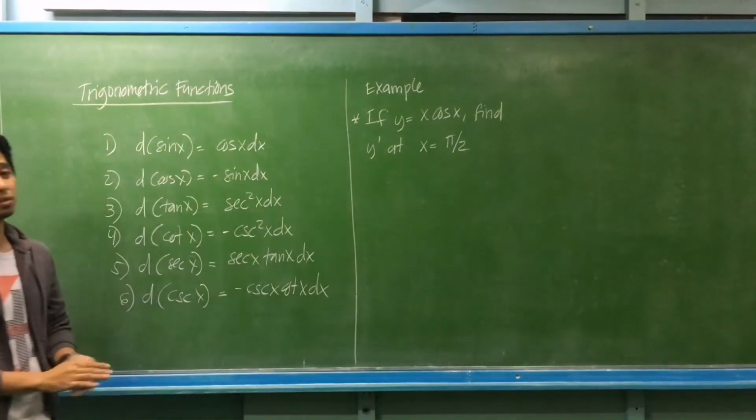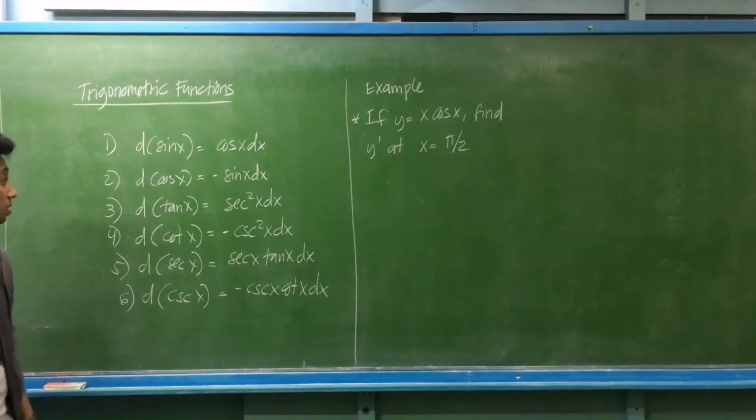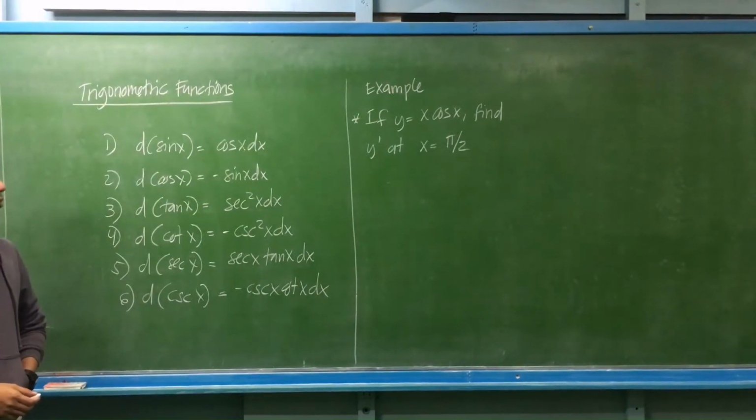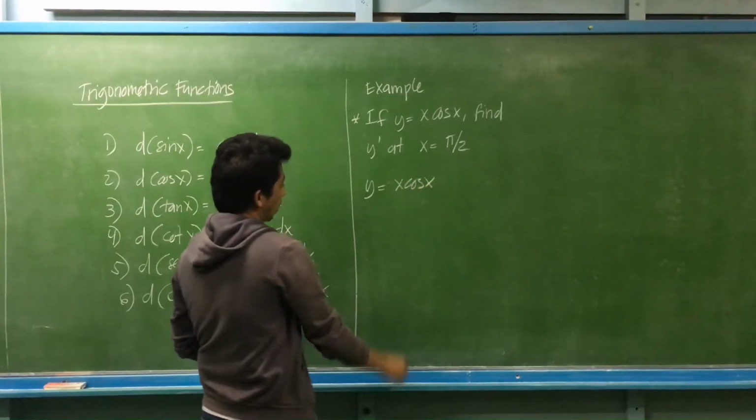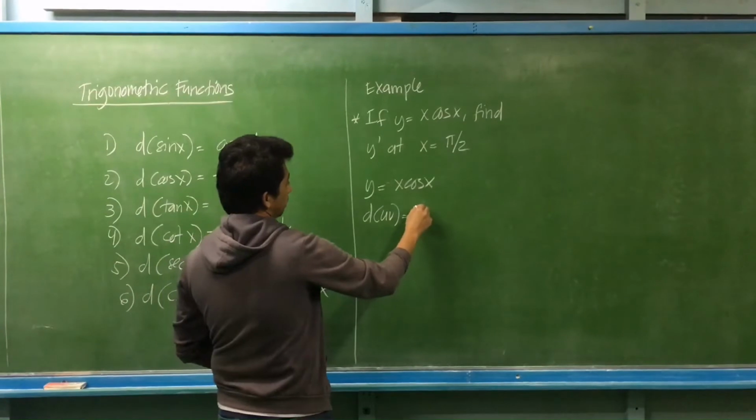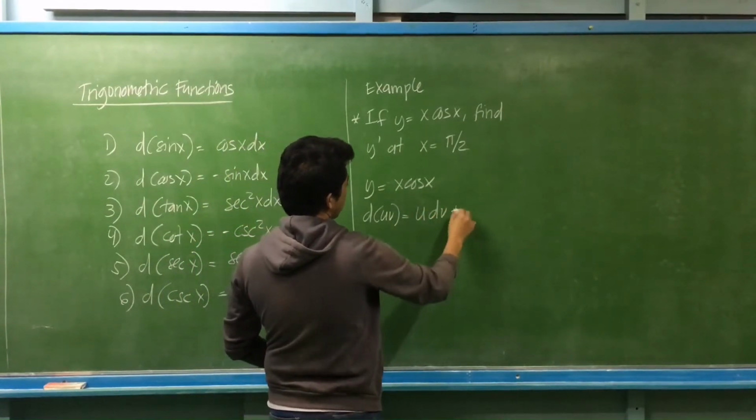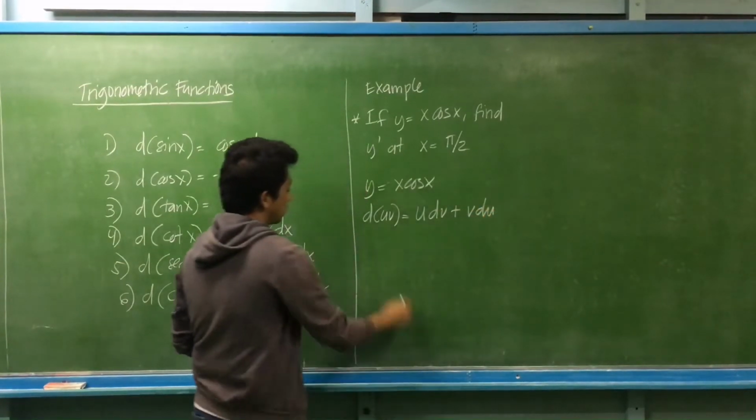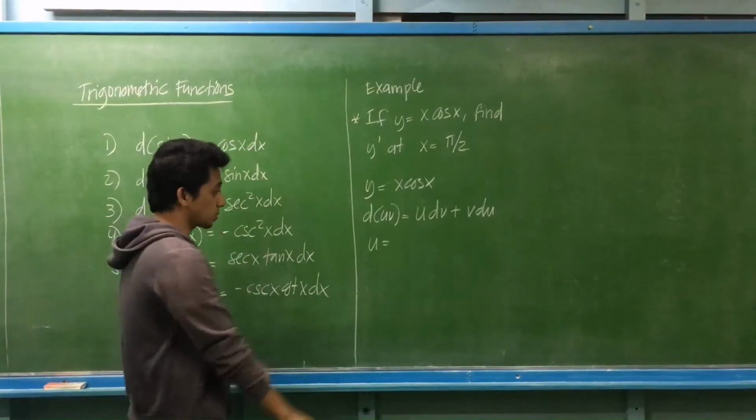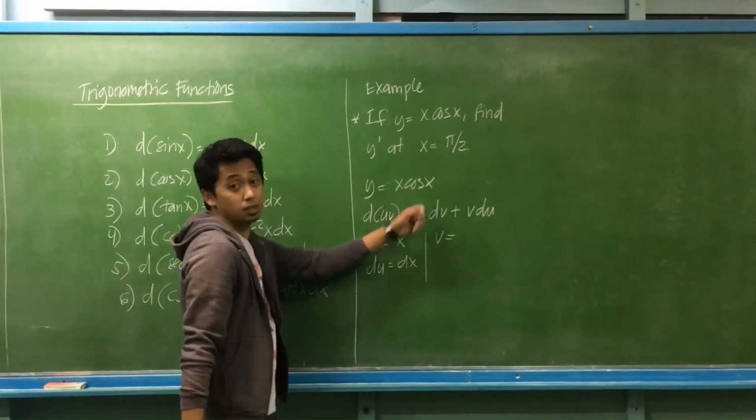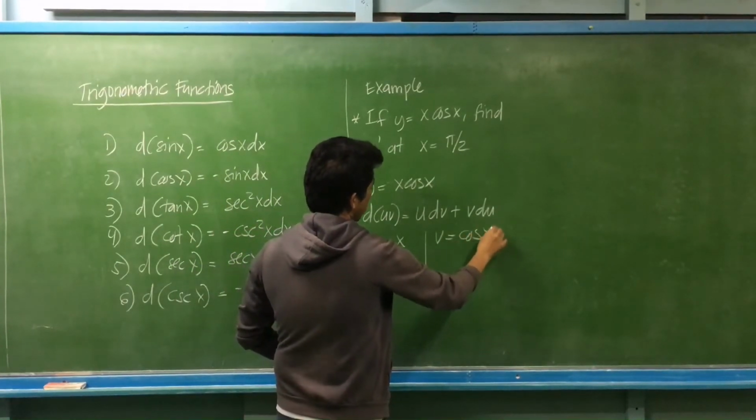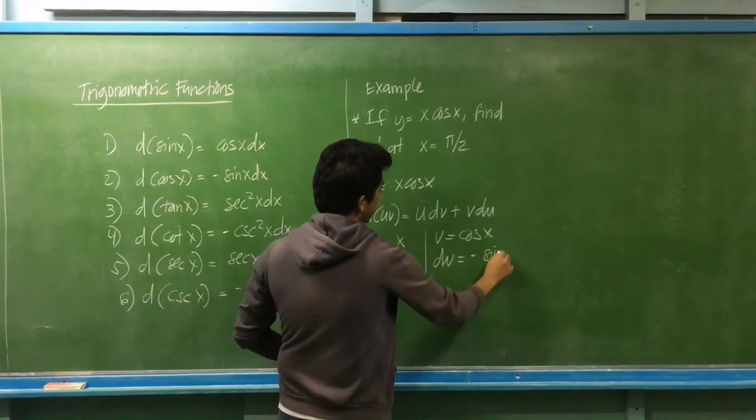Okay, so for example, we have a function that is a combination of a variable and a trigonometric function. If y is equal to x cosine x, find y prime, that is the first derivative, at x is equal to pi over 2. So here you are to apply the derivative of a product, u dv plus v du. The first term, u, is x, and its derivative is dx. Then our second term is cosine x, and the derivative of cosine is negative sine of x.